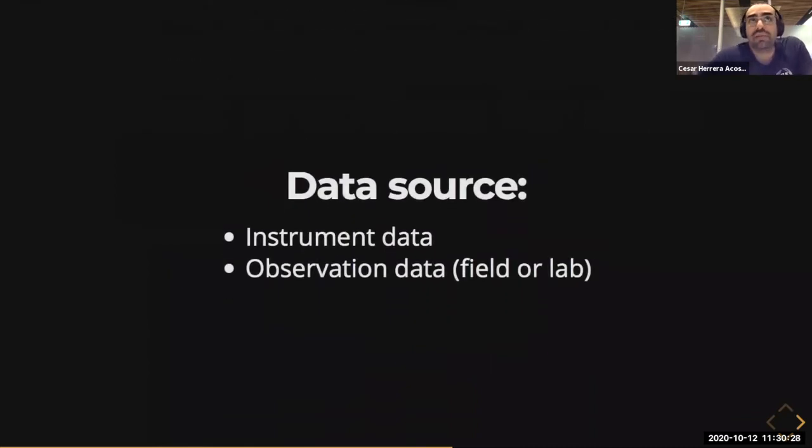So we can have different data sources. Sometimes we have instrument data. Instrument data is great because normally the instrument will give you data that is already in a digital format. Sometimes the instrument will give you also the metadata. So it's fantastic. I myself work a lot in the field doing observations, so I have to collect my own metadata. So I have to collect the time, the days when I went to the field, and so on.